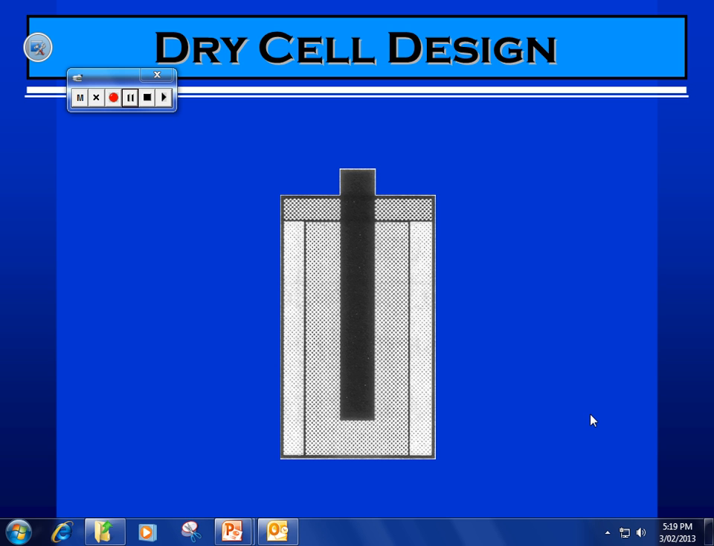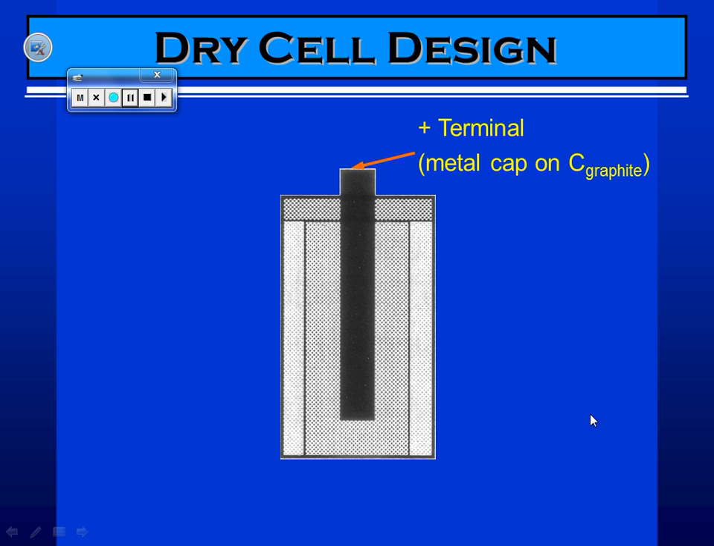The first cell we're going to look at is the dry cell. This is the standard sort of cell you see in most appliances, AA, AAA, C and D style batteries, and its structure looks something like this. First you have the positive terminal, which is actually a metal cap on top of some carbon graphite. The carbon graphite acts as an inert conductor. You've got an insulating seal to separate the anode from the cathode.